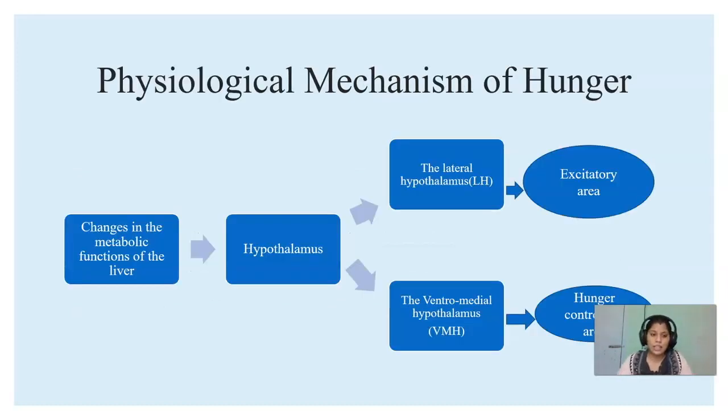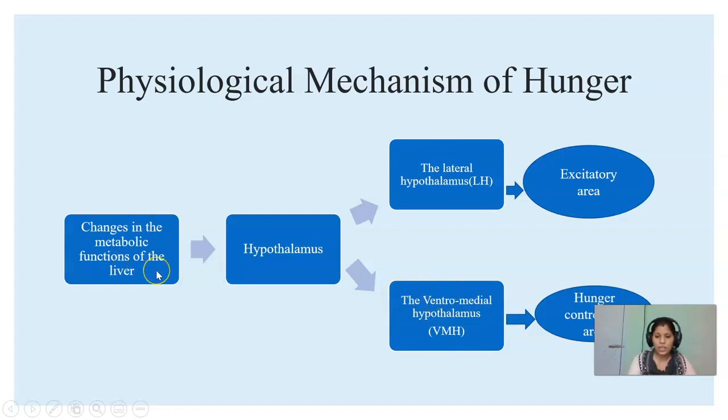Now we'll discuss the physiological mechanism of hunger. If there are any changes in the metabolic function, the liver sends a signal to the hypothalamus. The hypothalamus can send a signal either to the lateral hypothalamus or to the ventromedial hypothalamus. The lateral hypothalamus, or LH, is an excitatory area. It means it increases the feeling of hunger. And the ventromedial hypothalamus is the hunger controlling area. It means it controls the hunger behavior.